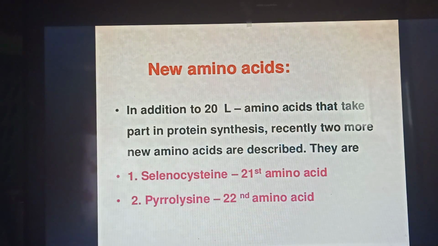Some new amino acids are there. They are not in our syllabus, but still, in addition to these 20 amino acids, they take part in protein synthesis, and these are those two amino acids.